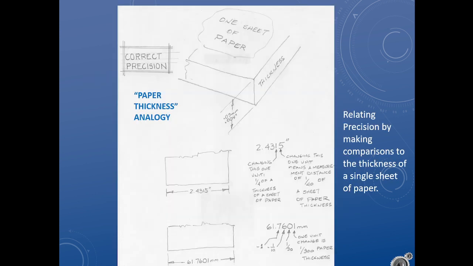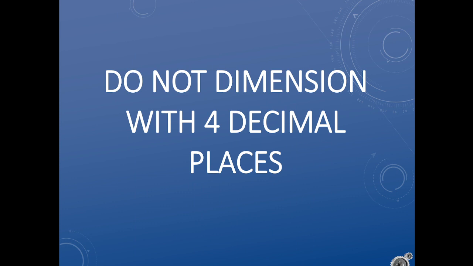Trying to give you a bit of a sense of scope of things, one piece of paper is about a tenth of a millimeter, and it's about 4 thousandths of an inch. So when we're talking about a thousandth of an inch, that's a quarter of a piece of paper. Do not dimension to 4 decimal places.